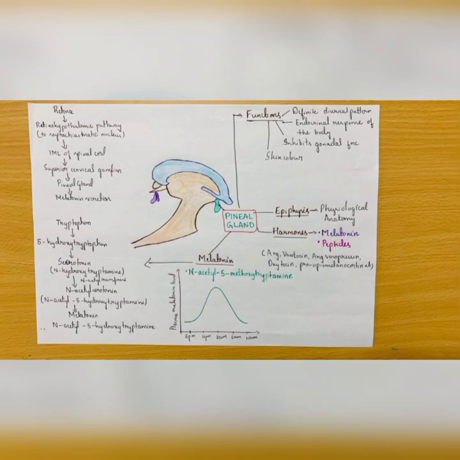It is secreted more in darkness than in daylight. As you can see in the graph, the secretion is maximum at night, especially between 11 p.m. to 7 a.m. So, it exhibits a remarkable diurnal variation. The hypothalamus is responsible for the circadian fluctuations of melatonin secretion.